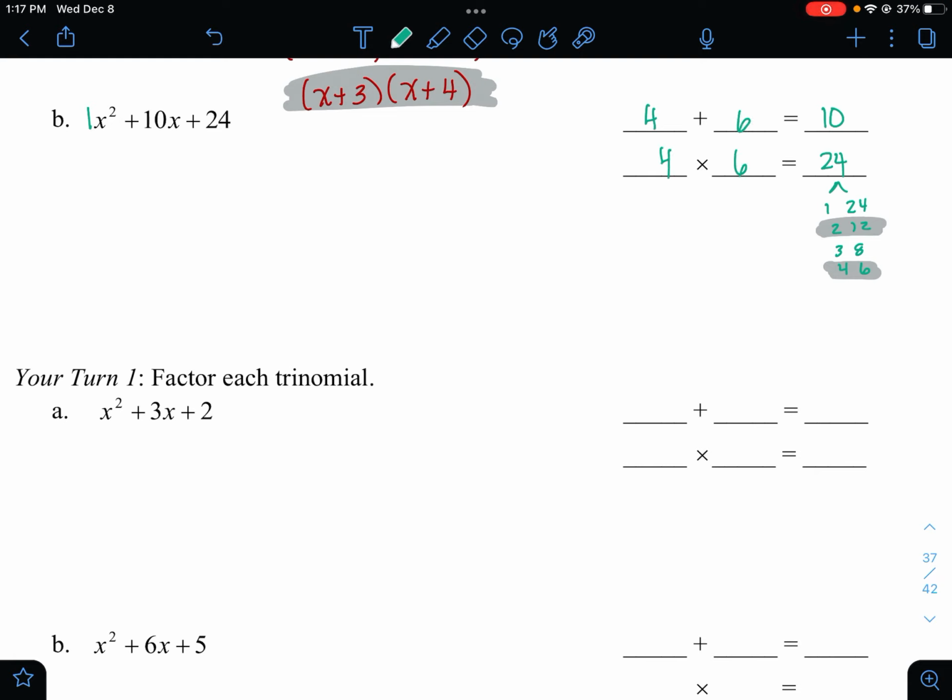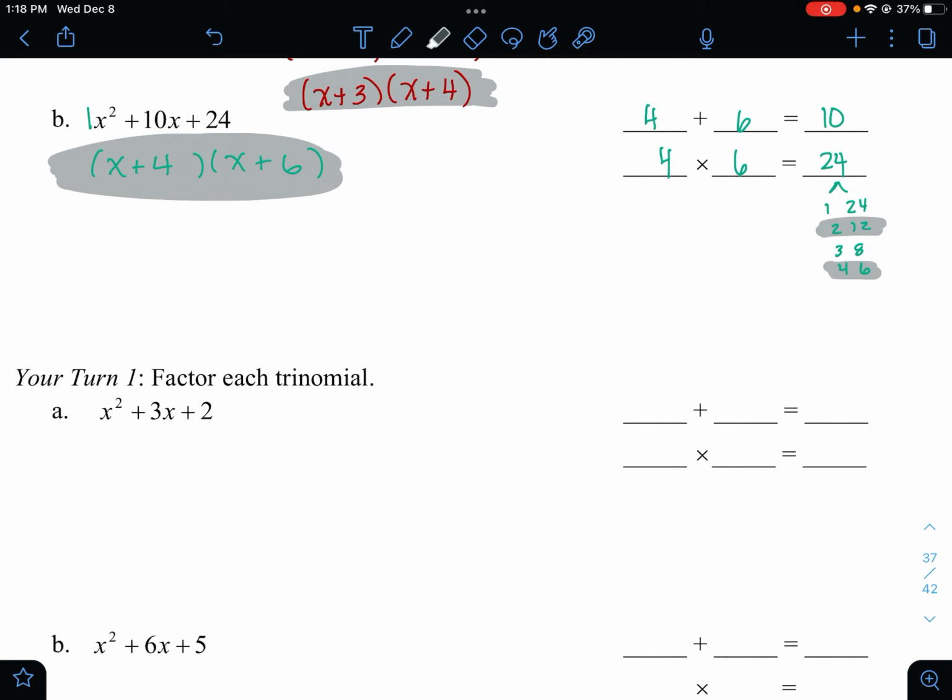Now, here's the great thing. If your leading coefficient, and again, that is the value in front of your x squared, is just a 1, you are able to go straight to the factored form. So you're able to go right here. And that is x plus 4 times x plus 6. And it's all factored.